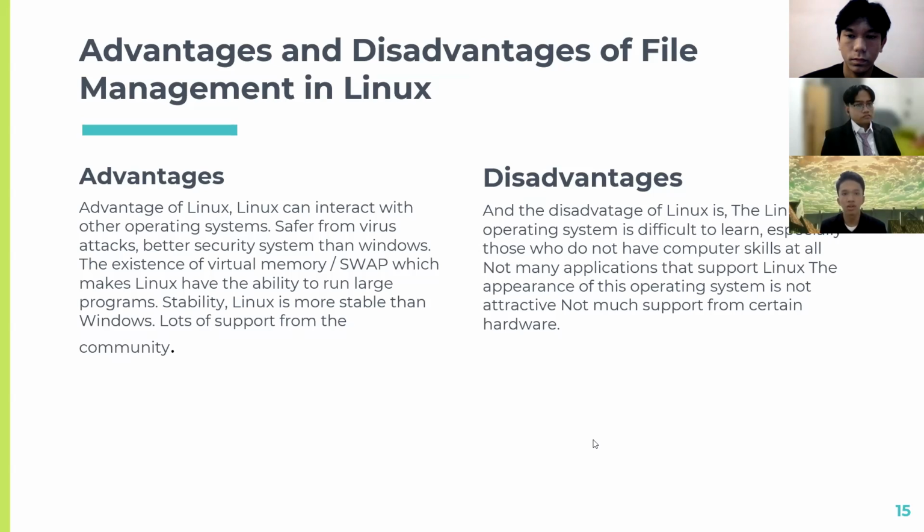Advantages and disadvantages of Linux. Linux can interact with other operating systems, is safer from virus attacks, and has a better security system than Windows. It has an efficient virtual memory, which gives Linux the ability to run well. On stability, Linux is more stable than Windows. There is lots of support from the community.